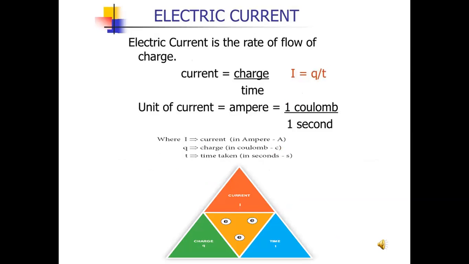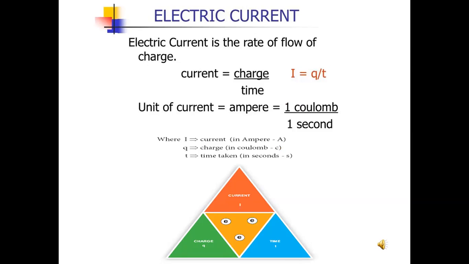Next, unit of electric current. Length is measured in the unit meter, mass in kilogram, and time in second. Already you know that. Electric charge is measured using the unit coulomb, and electric current also has a unit. The SI unit for measuring electric current is the ampere, which is the flow of electric charge across a surface at the rate of 1 coulomb per second.